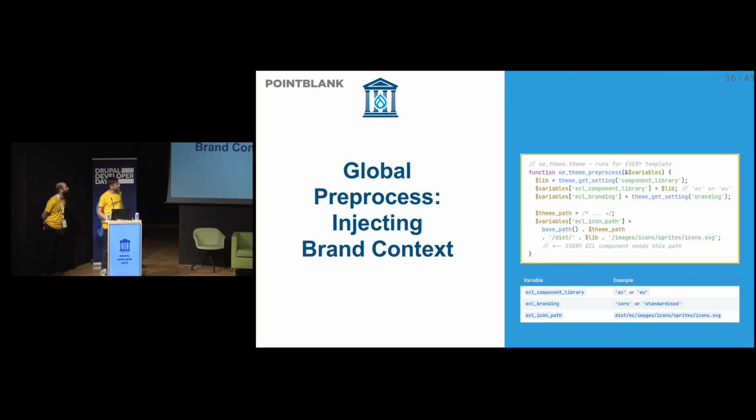The global preprocess hook. Here is where the magic happens. It runs on every single template render and injects brand variables via Twig variables. The most important variable is the ECL icon path, because almost every ECL component needs it for the SVG sprite icons. The ECL component library lets templates adjust rendering per brand. Icon sizes differ between EC and EU. These three variables are the connective tissue of the entire branding system.